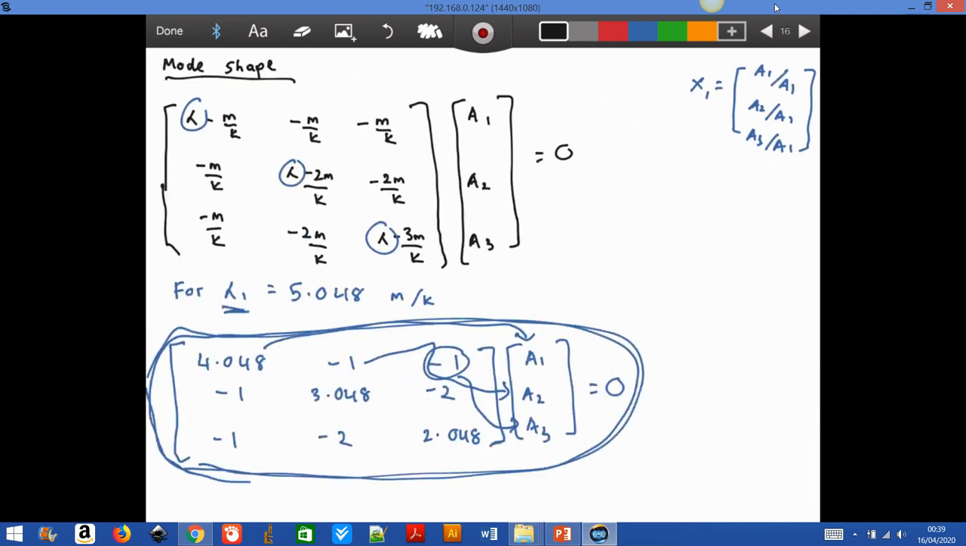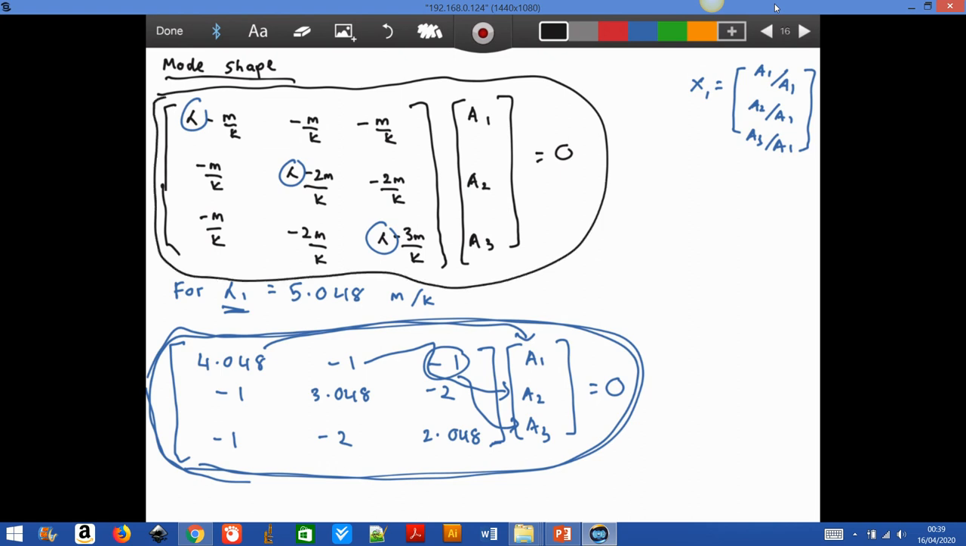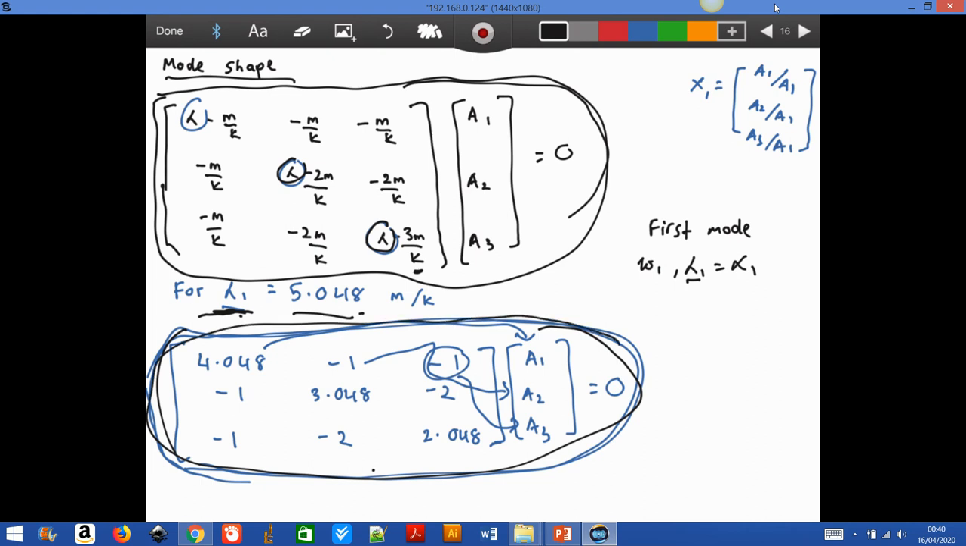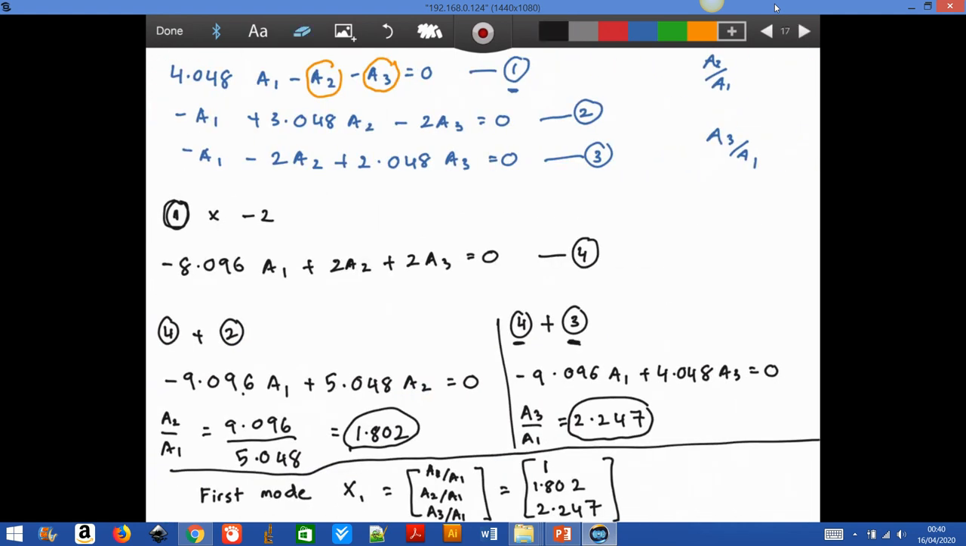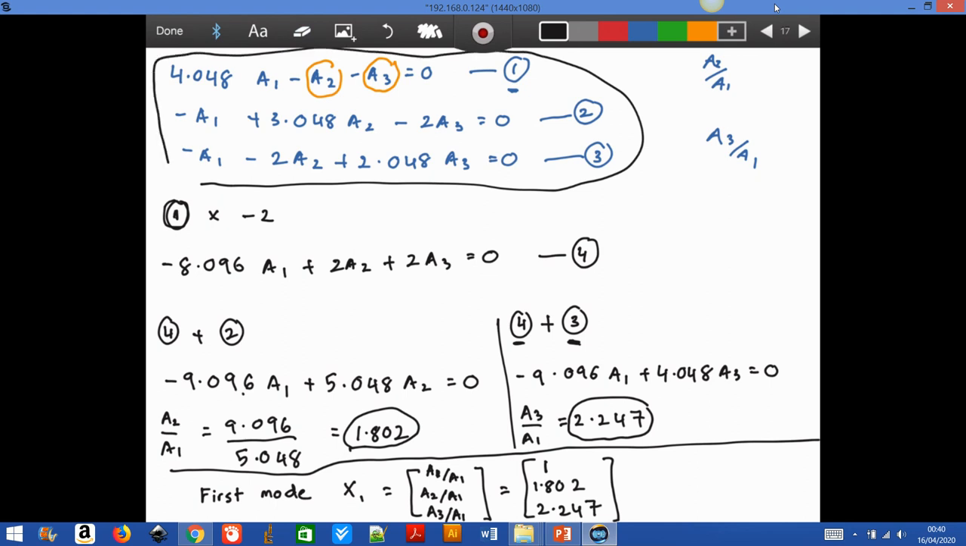So again, the steps: first, you recall back this matrix, and then second, replace lambda. Because we want to find the first mode, it is related with omega 1, lambda 1, alpha 1, but since what we have here is the term of lambda, we use lambda 1, 5.048. Replace it in this matrix, and then you convert it into three equations, same approach like before, using Newton's second law. The important part is that you need to find the ratio of A2 over A1 and A3 over A1, and in the end, you will get the answer.